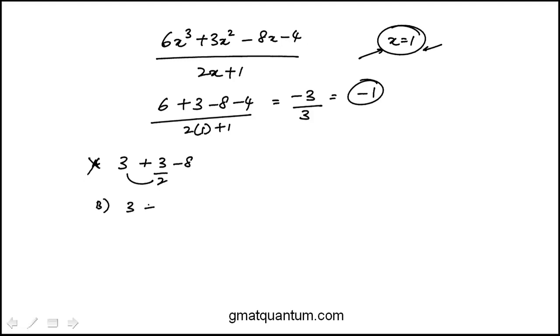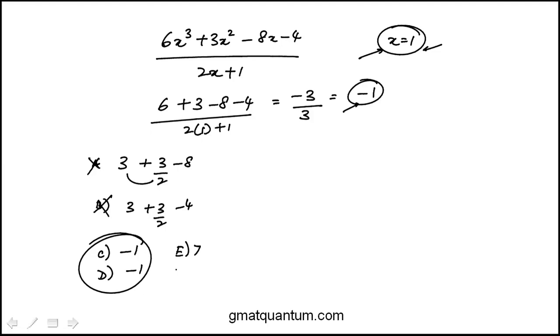B is 3 plus 3 over 2 minus 4. Again, we need minus 1, and that's not going to happen here. C, 3 minus 4 is minus 1. D is also minus 1. And E is 7. So it's really between these two. And that's what I meant, that you should check all the answer choices, not pick the first one.